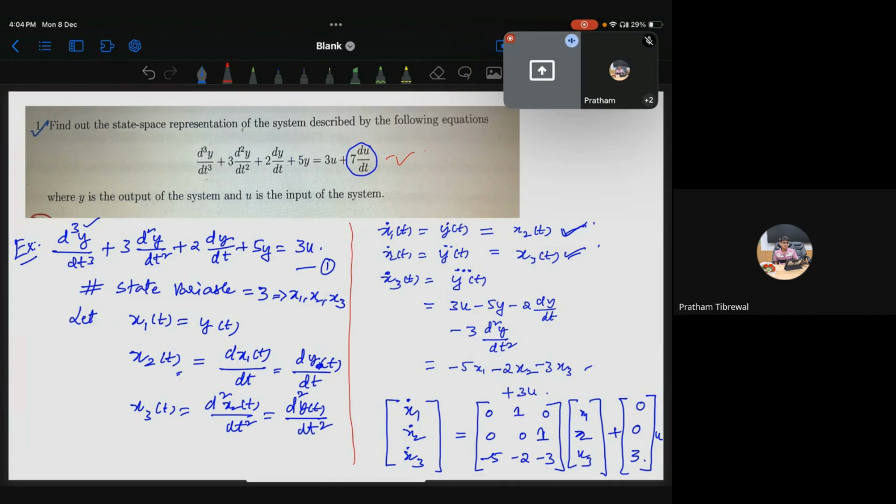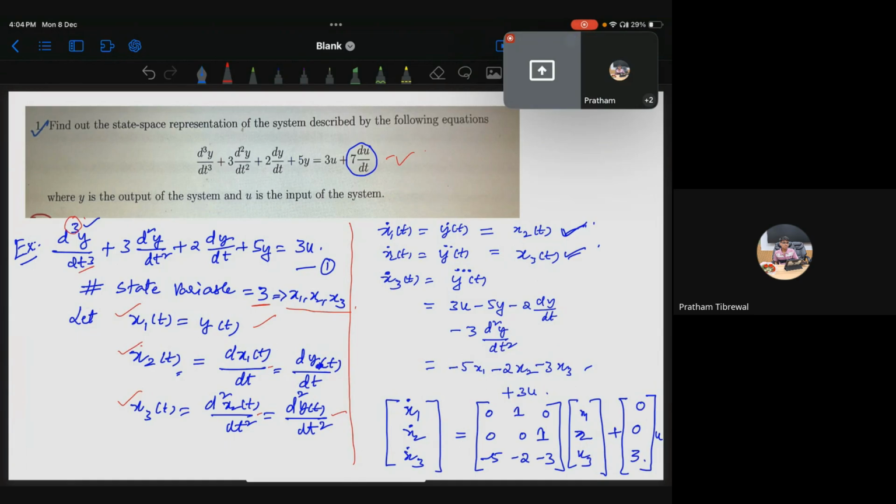When a differential equation is given, to convert that into a state space equation, what we do is we start with this first case here. The order is 3. The number of state variables is equivalent to 3, so we are choosing x1, x2, x3. The first one will be y. The second one is the derivative of the first one. The third one is the derivative of the second one.